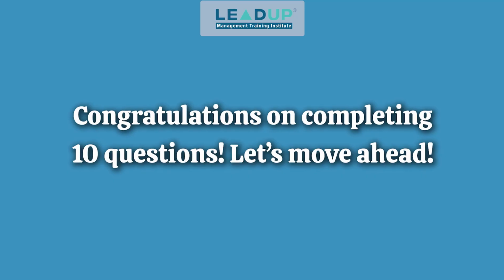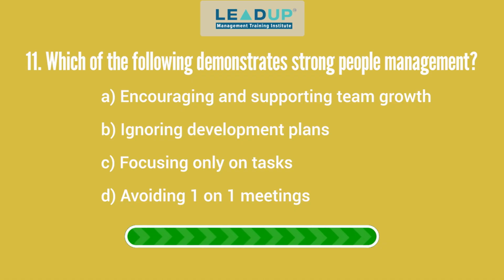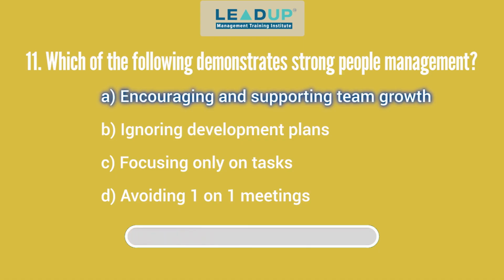Let's move ahead. Question 11. Which of the following demonstrates strong people management? A. Encouraging and supporting team growth. B. Ignoring development plans. C. Focusing only on tasks. And D. Avoiding one-on-one meetings. Answer: encouraging and supporting team growth.